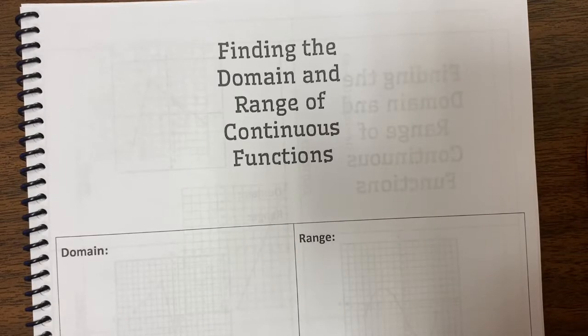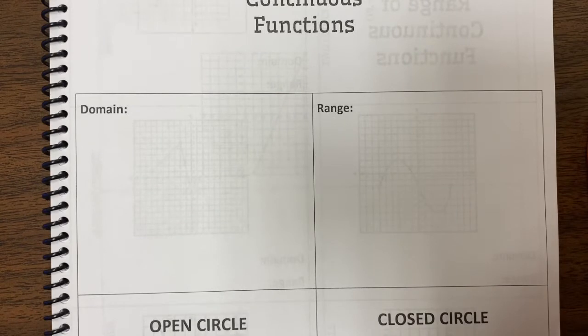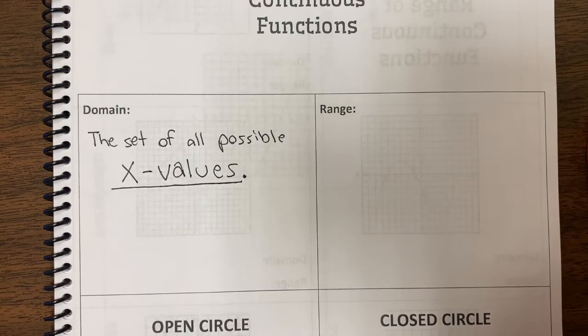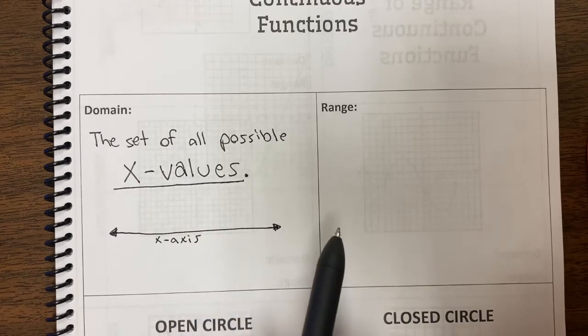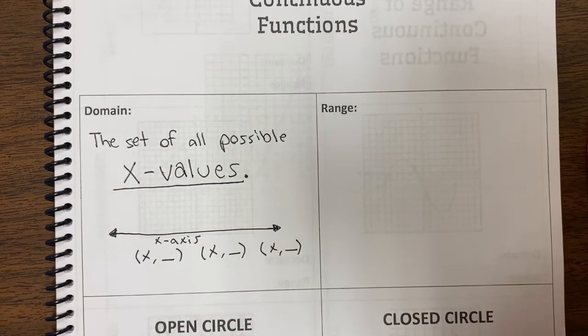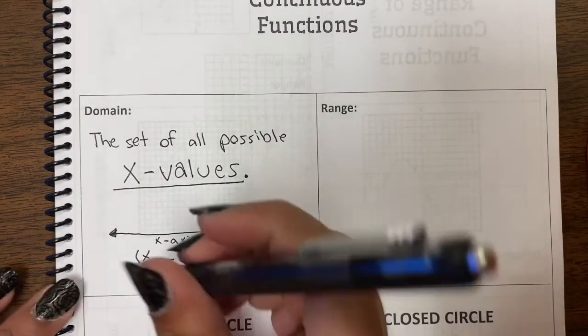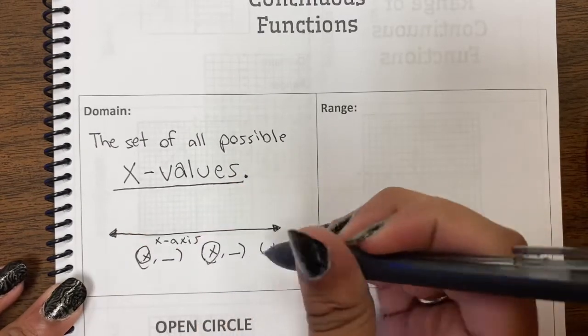So first off, we're going to review some vocabulary. We have domain and range. So the domain is the set of all possible x values. So when we look at the x-axis, what direction does it go? It goes left and right. So in discrete functions, we're looking at all of the x values in a set of coordinates.